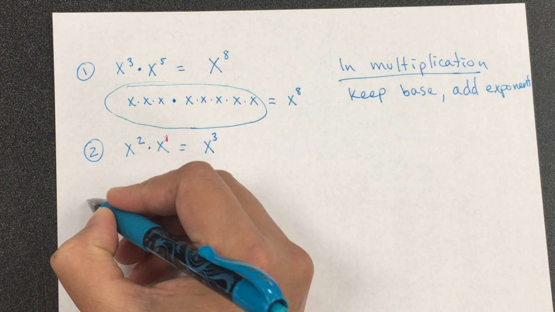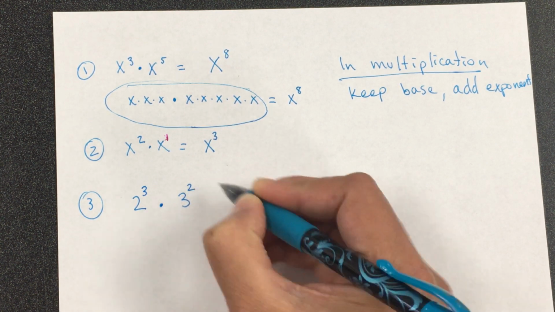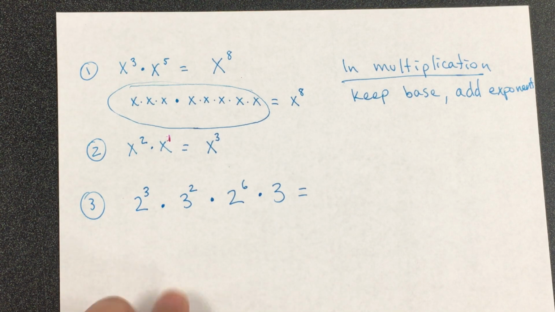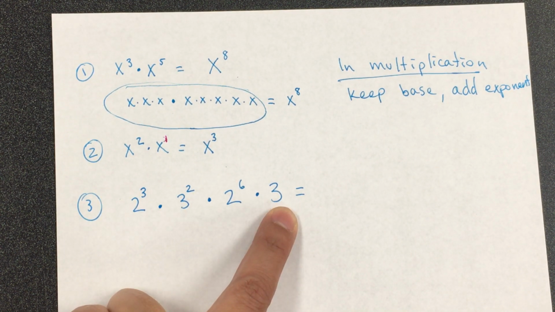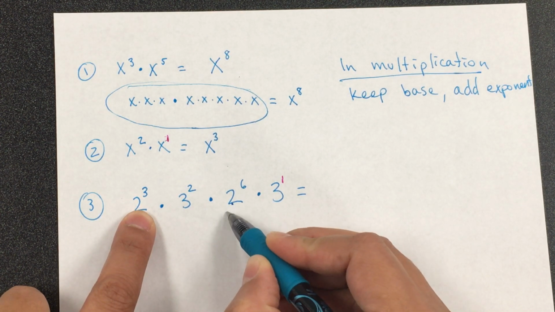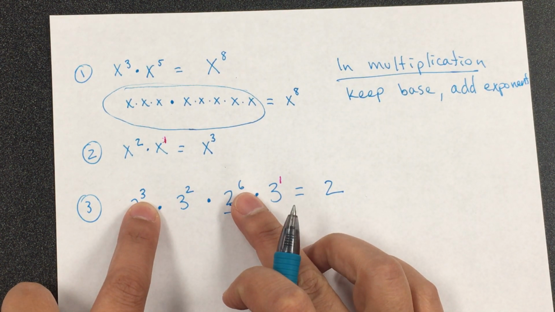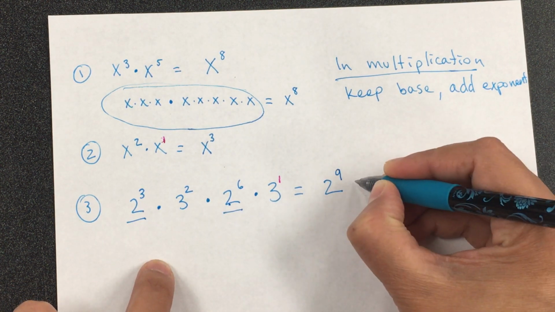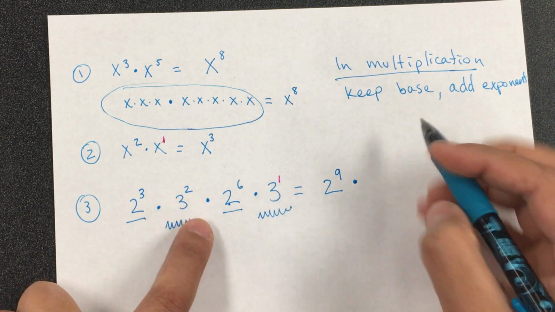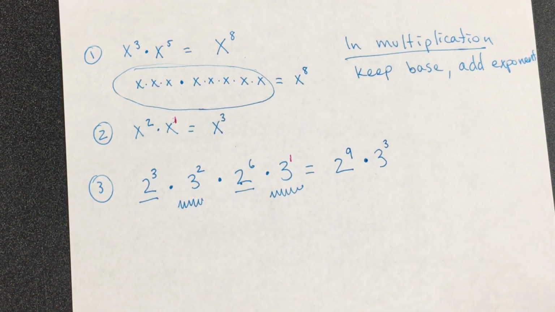Let's do some more, because sometimes we don't have all the same bases. Let's say we have 2 to the third times 3 to the second power times 2 to the 6th power times 3. Notice that in here we don't have all the same bases, and we also have a chiquitito. So we write the base 2 once, keep the base, and add the exponents: 3 plus 6 is 9. Times, then we get the other base that is different, keep that base, and add the exponents for that. So 2 plus 1 is 3. Okay, and that's how we're going to leave it.